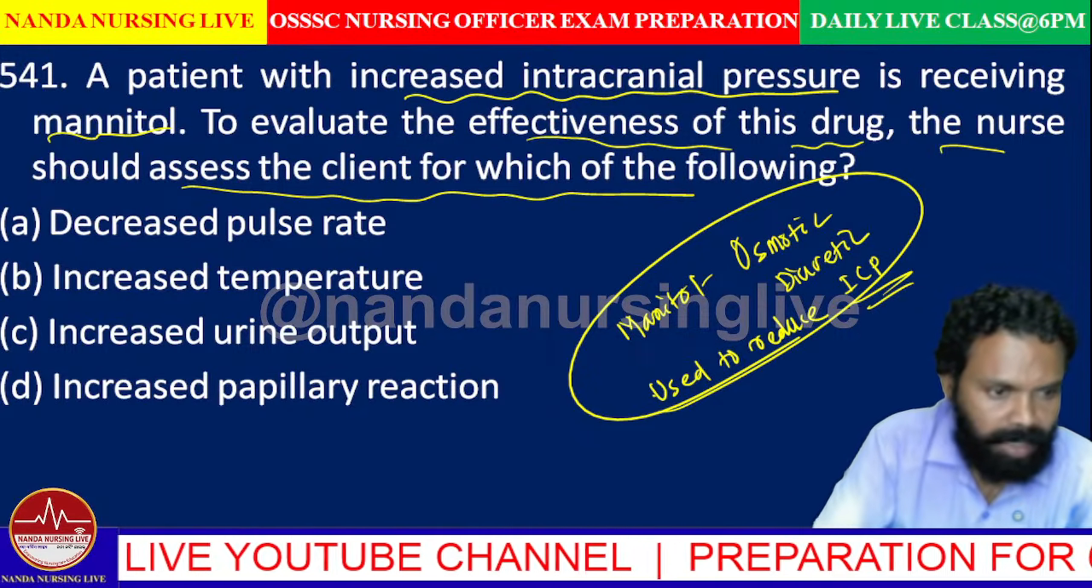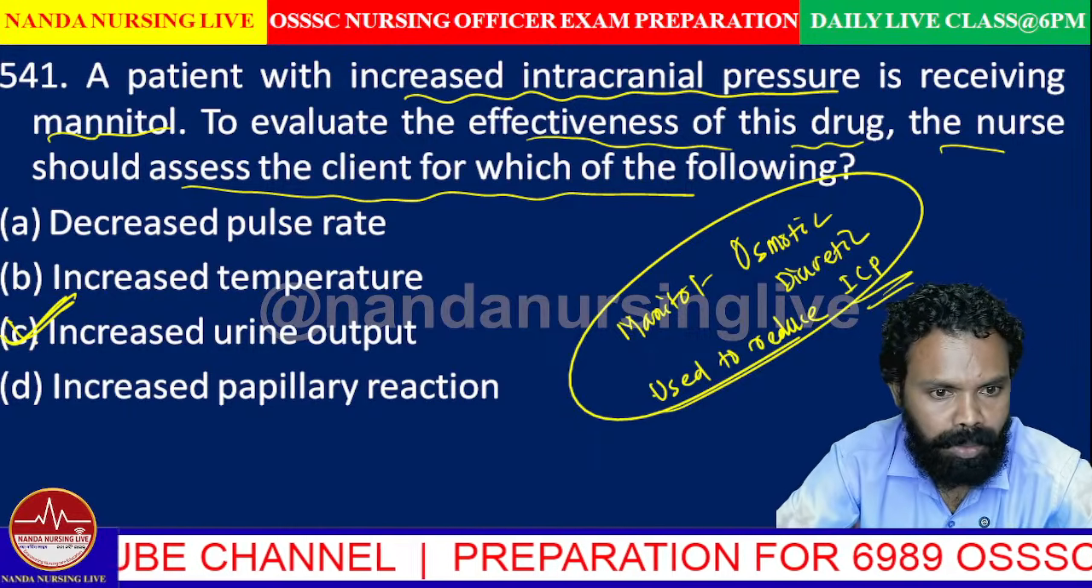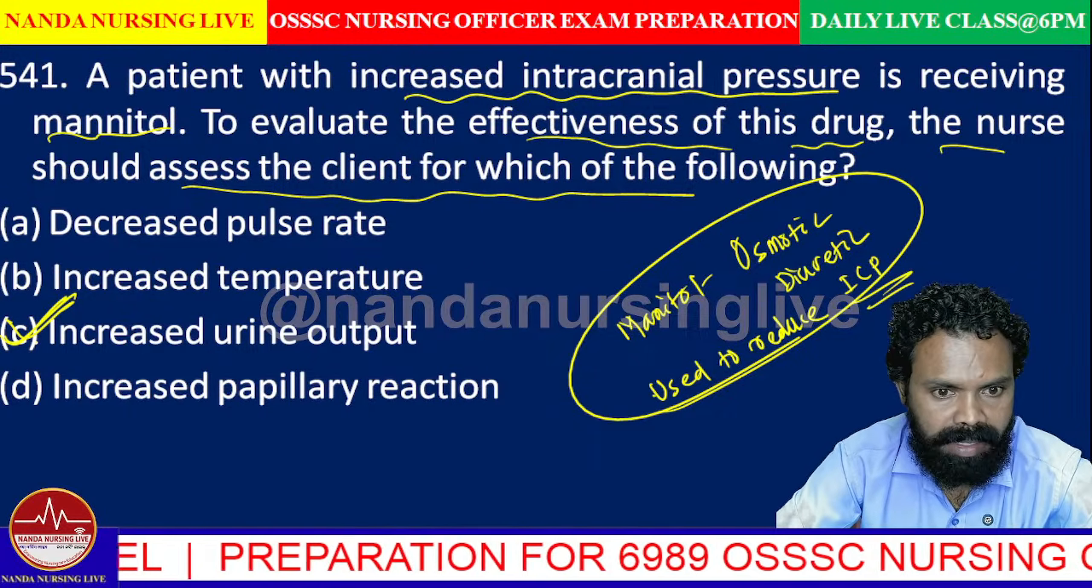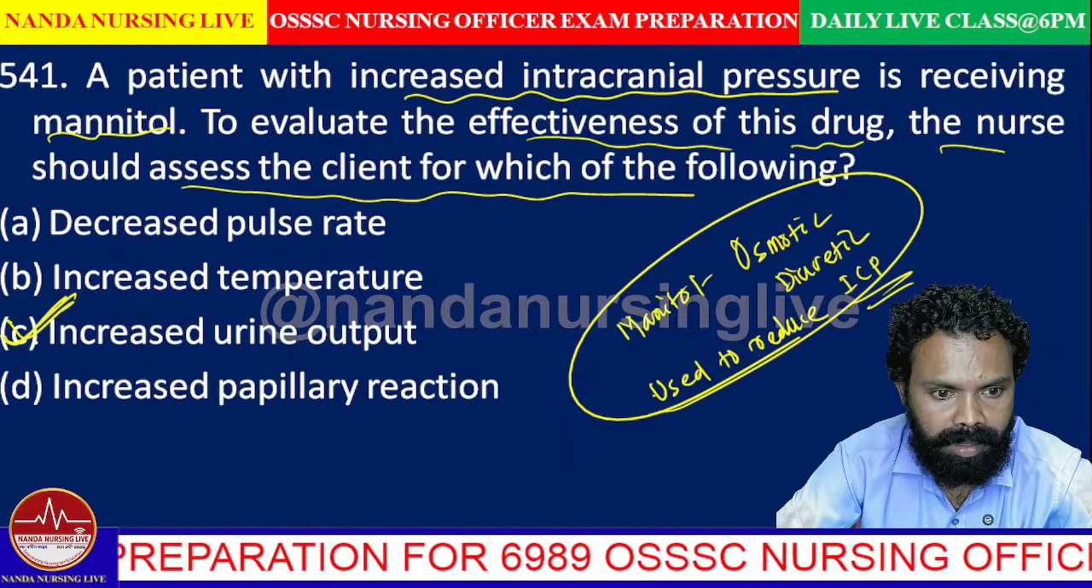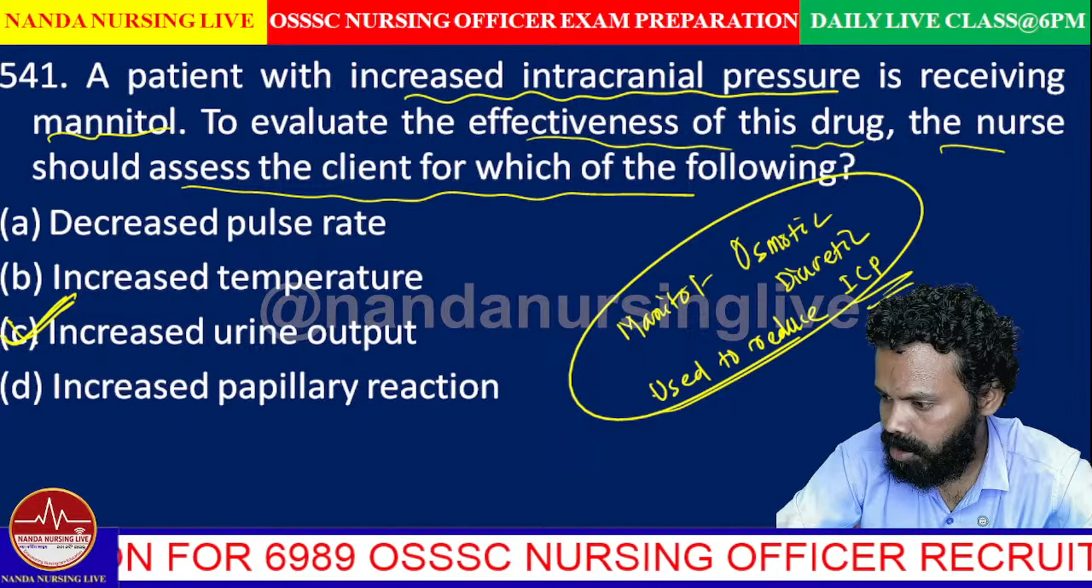So very good. Correct option is option C, increased urine output. As a nurse, you should assess the client for increased urine output, right? So we have to assess the urine output.